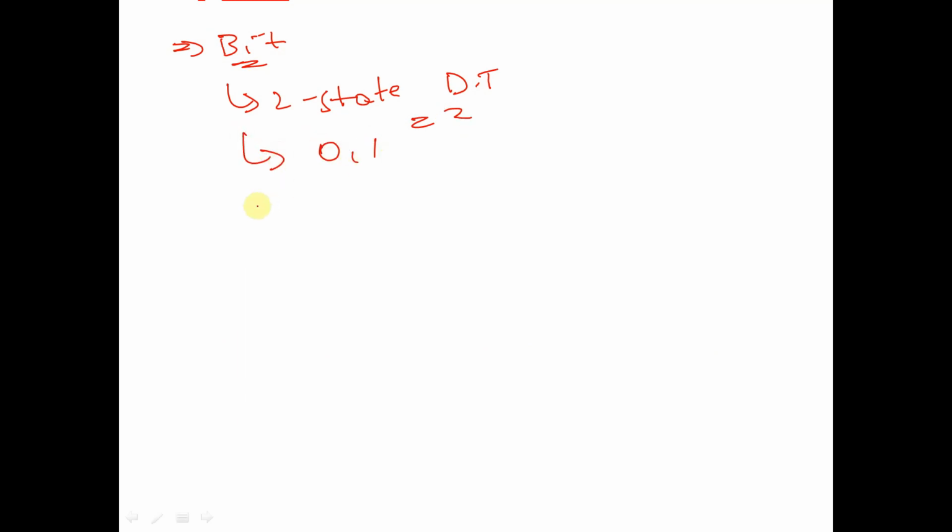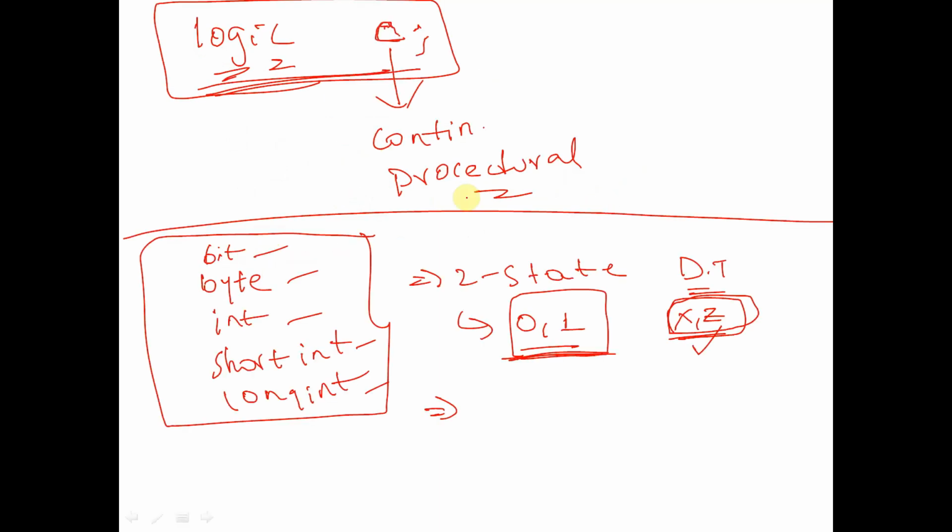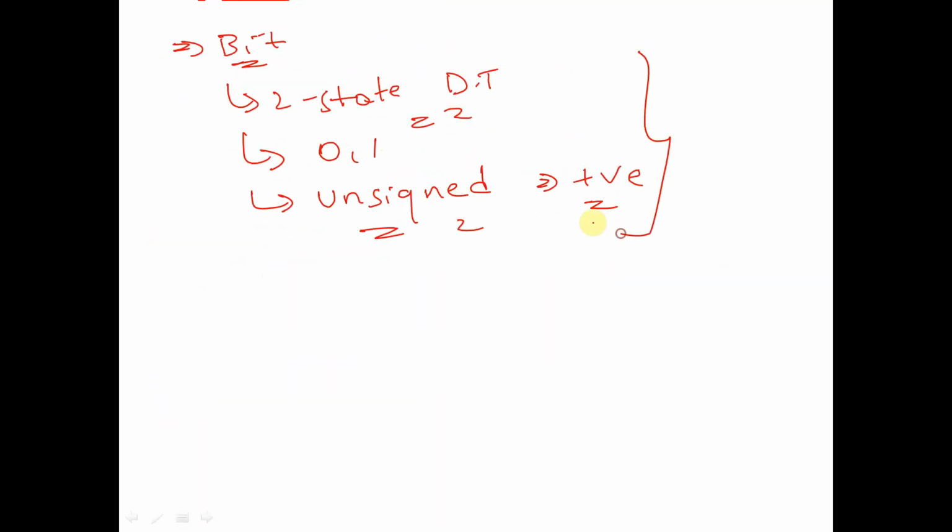So coming to the bit data type, this is a two-state data type, and it can only have the values of 0 or 1, and this is unsigned. Remember this, this is unsigned. We can only represent positive numbers using the bit data type. These are the three points to be remembered carefully.